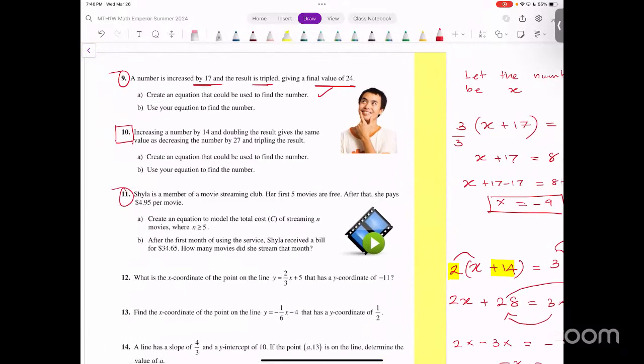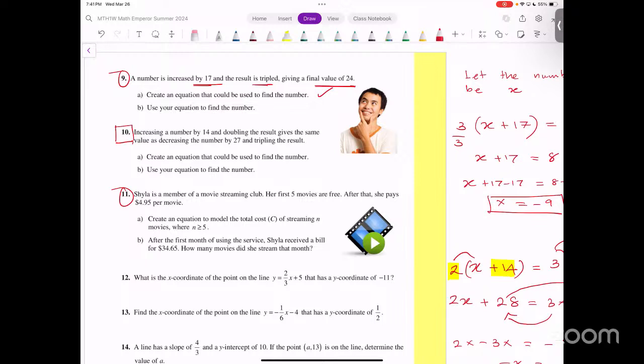Shala is a member of Movie Streaming Club. The first 5 movies are free. After that, she pays $4.95 per movie. Create an equation to model the total cost of streaming movies where n is greater than or equal to 5. That means she is watching more than 5 movies guaranteed. After the first month of using the service, Shyla received a bill of $34.65. How many movies did she stream that month?